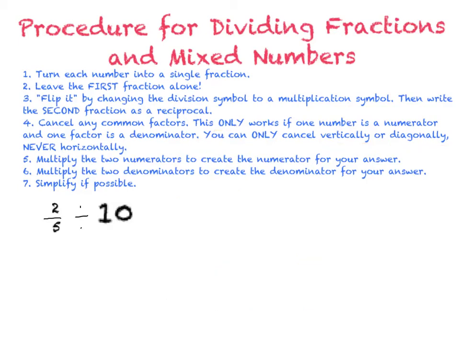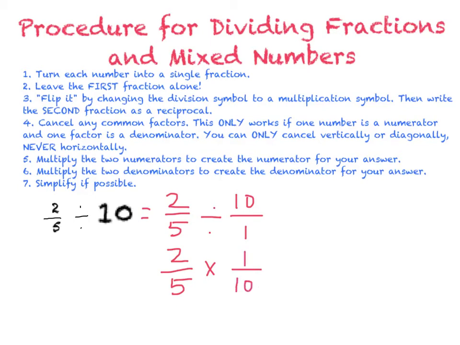For our second example, we're going to start the exact same way, making sure we rewrite each fraction as a single fraction. Notice this time 2/5 is already going to stay the same, but 10 needs to be turned into a fraction. So I'll do that by writing 10 over 1. Now I need to leave the first fraction alone, so this time 2/5 is the same. Then I'm going to change the division symbol to multiplication, and I'm going to flip that second one. I'm going to write its reciprocal, so I'm going to put 1 over 10.